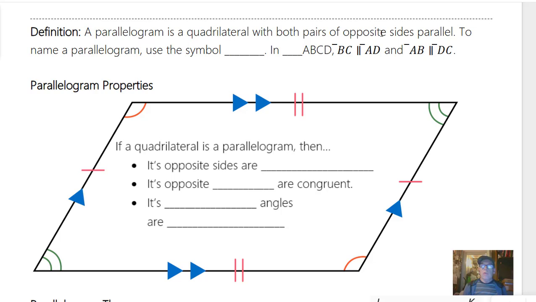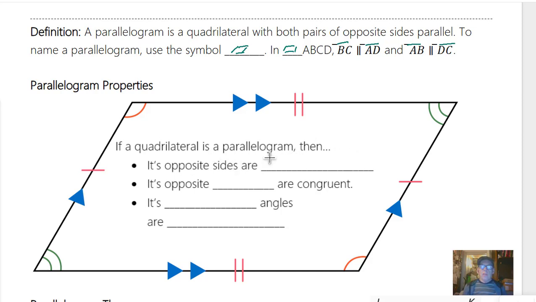A parallelogram is a quadrilateral with both pairs of opposite sides parallel. To name a parallelogram, we can use a parallelogram symbol. So we could say in parallelogram ABCD, segment BC is parallel to segment AD, and segment AB is parallel to segment DC.